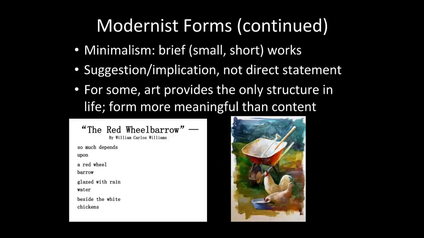The other thing you'll see in modernism, almost on the opposite end of stream of consciousness, is minimalism. So breaking down of not just formal kinds of writing, especially in poetry, but also the length of poetry. You'll see things like William Carlos Williams, great poet from North Jersey, Paterson, New Jersey. His most famous poem, The Red Wheelbarrow, and this is the entire poem. So much depends upon a red wheelbarrow glazed with rainwater beside the white chickens. And that's the entire thing.